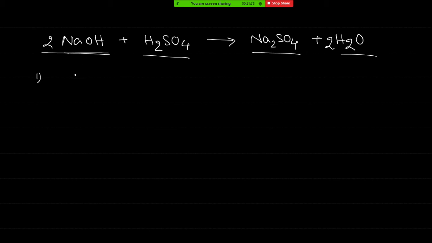Point number E, about molecular mass. 80 parts by weight of sodium hydroxide reacts with 98 parts by weight of sulfuric acid to produce 142 parts by weight of sodium sulfate and 36 parts by weight of water. How did this come? Here we are talking about molecular mass.